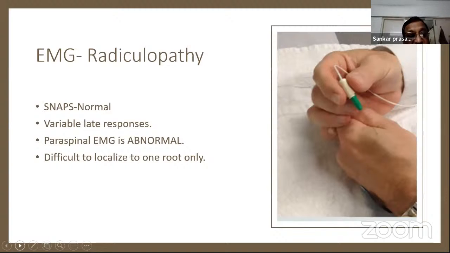And in radiculopathies, SNAPs are normal because they're preganglionic. And variable late response, that means F waves. The paraspinal EMG is always abnormal. So it is difficult to locate to one root only. So now we understood what are the three aspects, right?